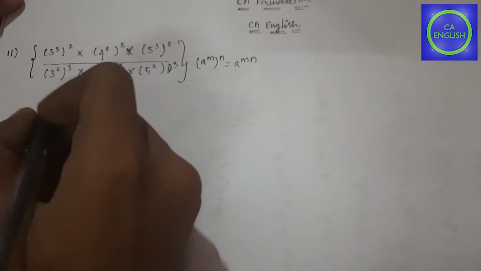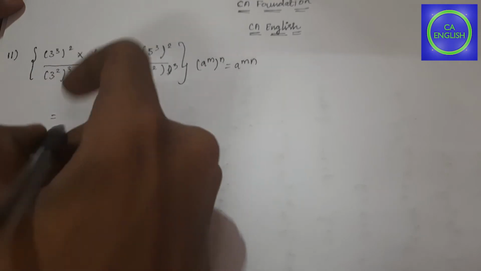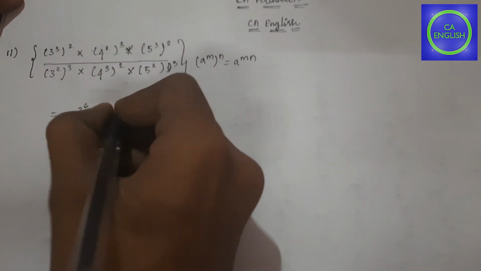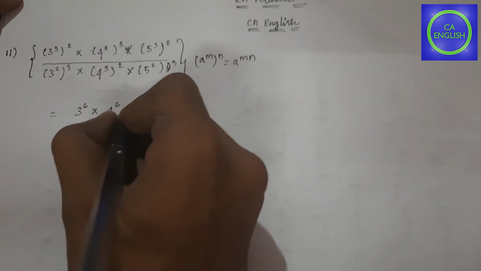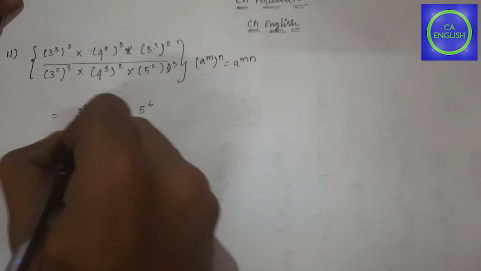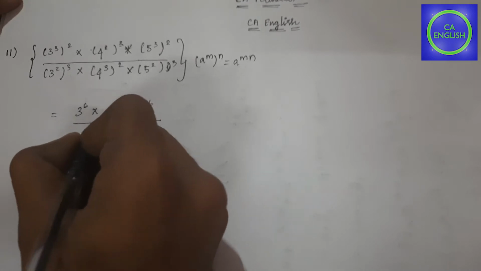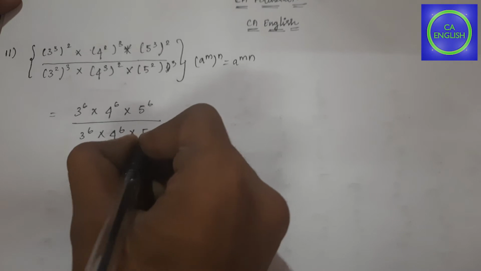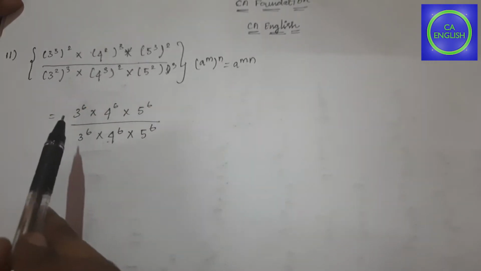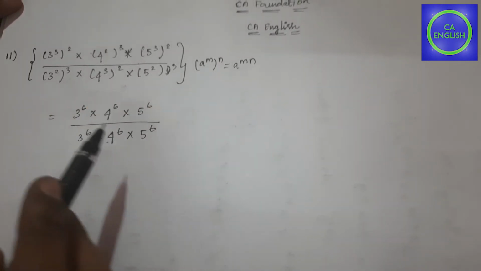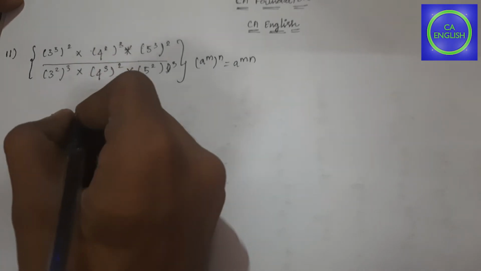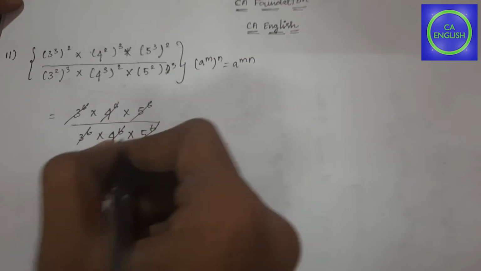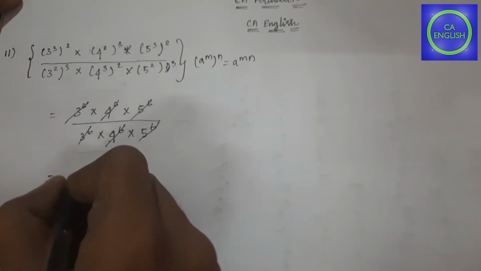If we multiply it, it will be 3 power 6 into 4 power 6 into 5 power 6 divided by 3 power 6 into 4 power 6 into 5 power 6. If we see, all the terms are equal, so we can cancel them. If we cancel, the answer will be 1.